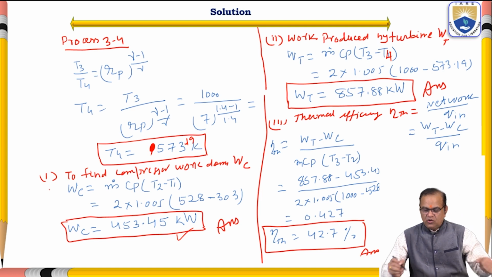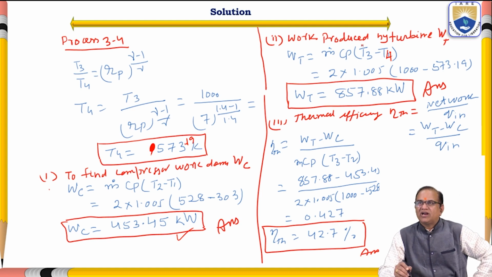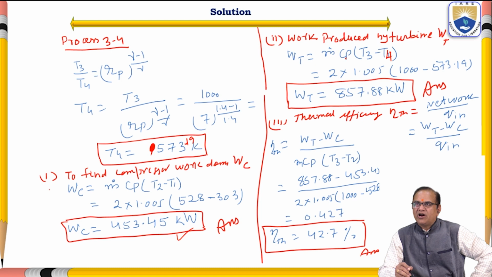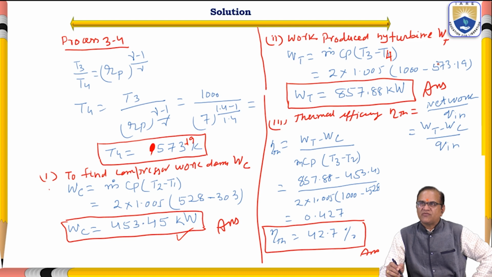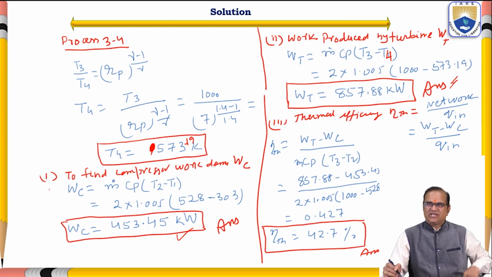Kelvin. So here you will get the work produced by the turbine is m dot Cp (T3 minus T4). M dot is equal to 2, Cp 1.005, (1000 minus 573.19). You will get the turbine work done is equal to 857.88 kilowatt. So this is the answer.